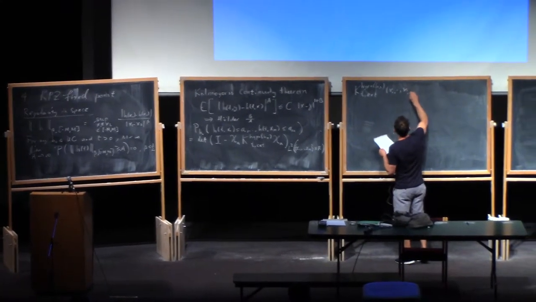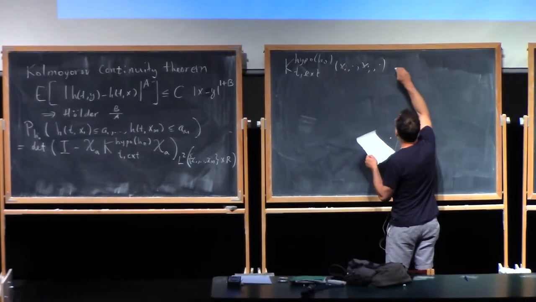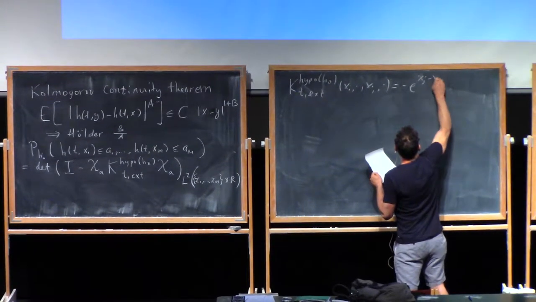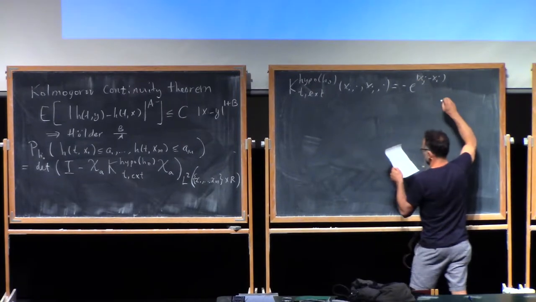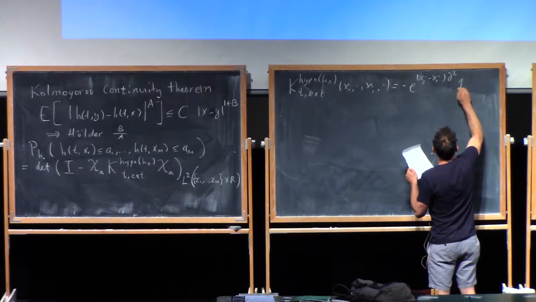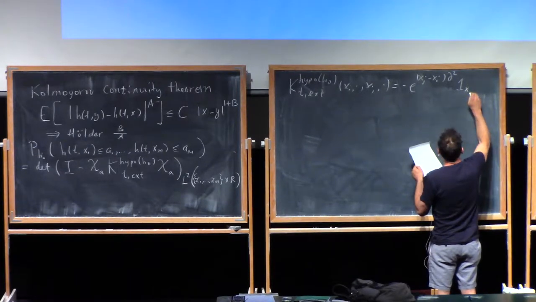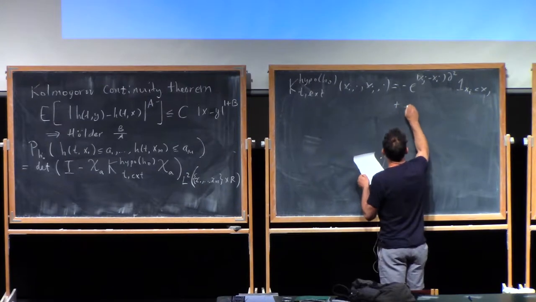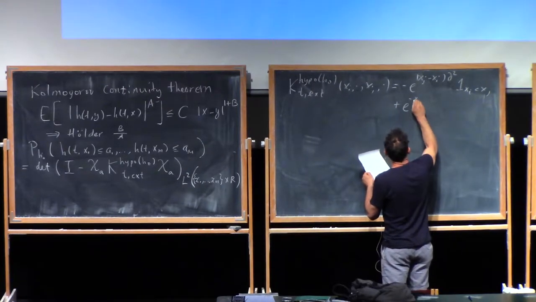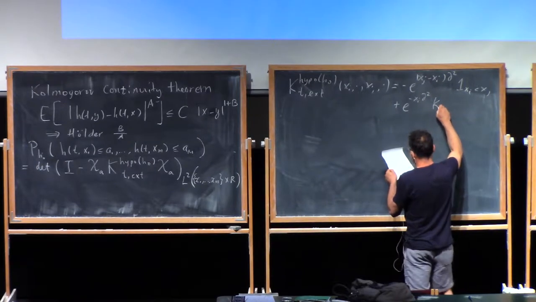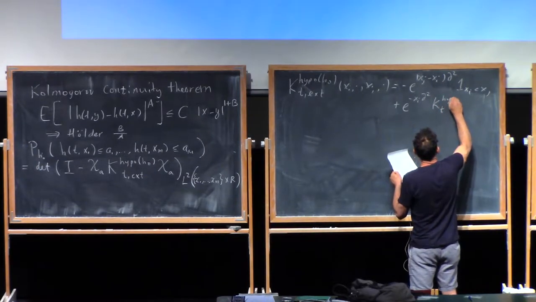If you think about it, the formulas are about as simple as they could be. e to the x_j minus x_i d squared, for x_i less than x_j, plus e to the minus x_i d squared, K_t hypo.